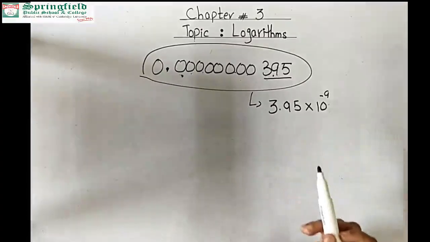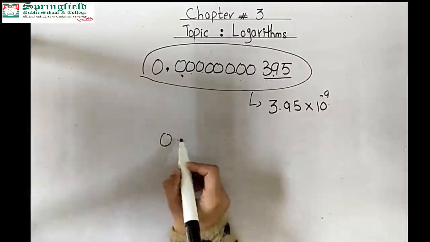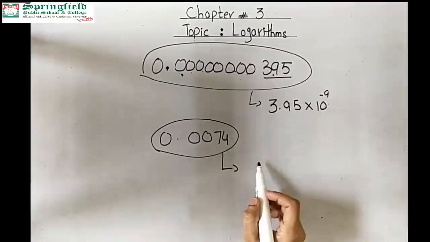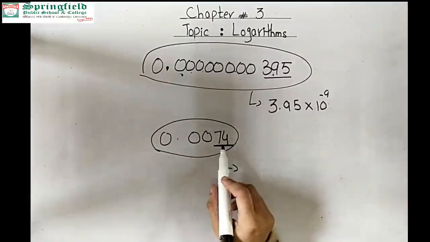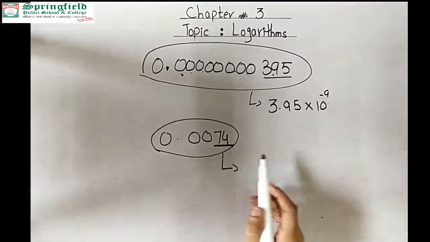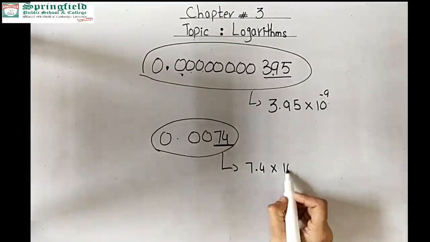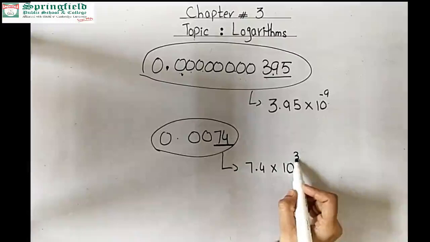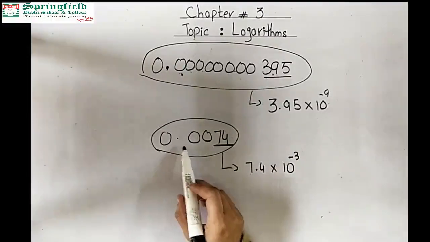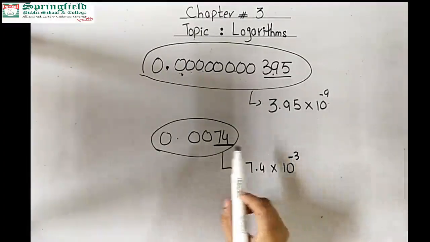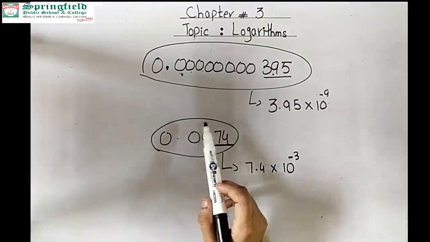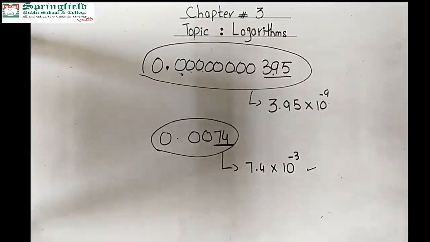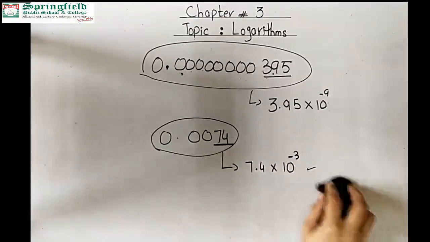Got it, beta? Okay. Now, the other number is 0.0074. How can we write this number in scientific notation? Simply, we see the non-zero digits. The non-zero digits are 74, so we write 7.4 and then multiply 10 power. The point will move from left to right, 1, 2, 3. 3 digits. So we will write 3, but the sign will be minus. As we know, when the point moves from left to right, we write the power in negative form, and when the point moves right to left, the power will be positive.